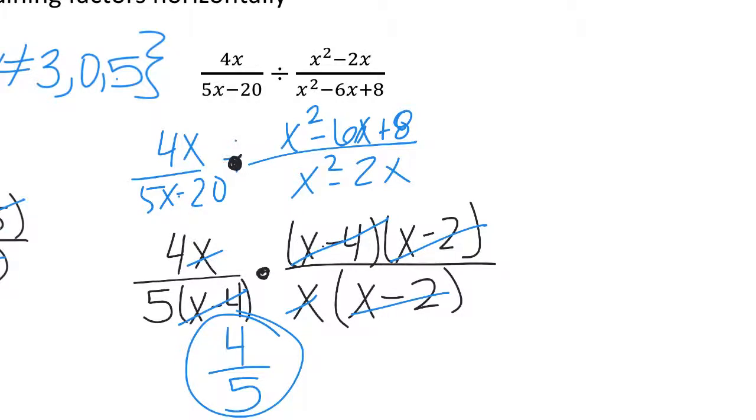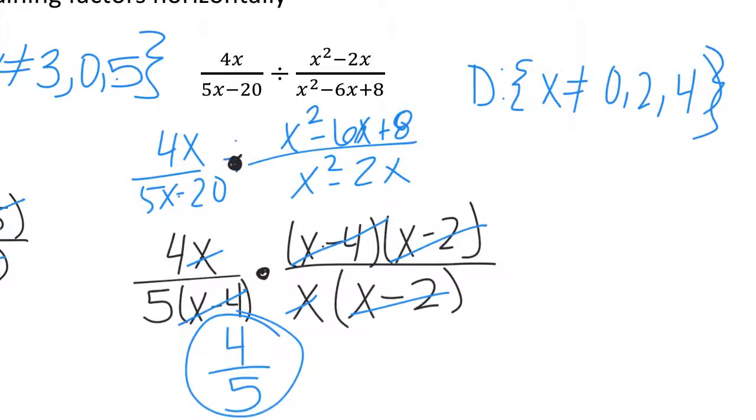That's my final answer, but what were my domain restrictions? X cannot equal, let's see, negative 4, 0, 2, -2, and 4. I don't have to relist anything twice. So 0, 2, and 4 are my domain restrictions, the values that x cannot equal.